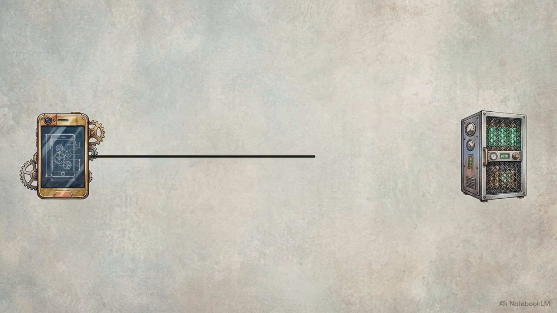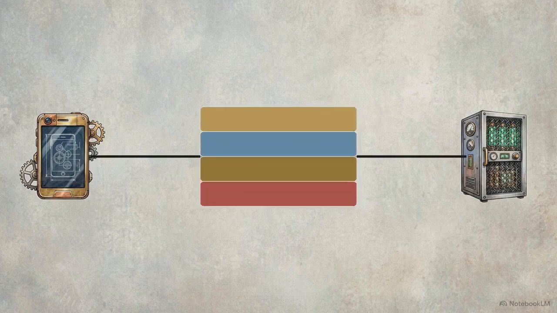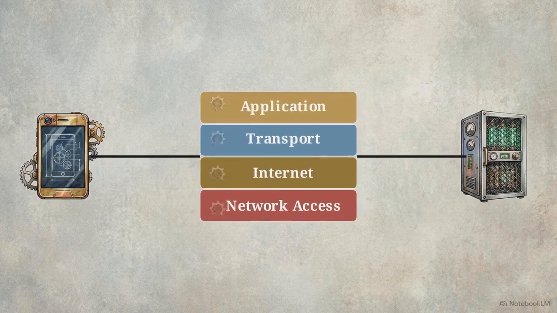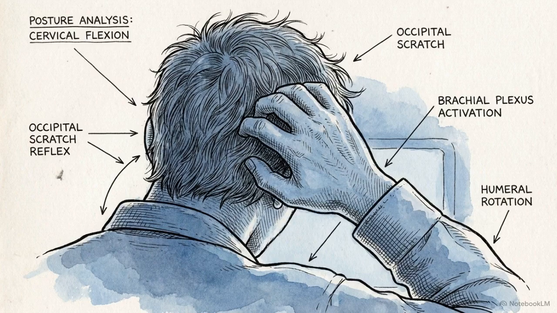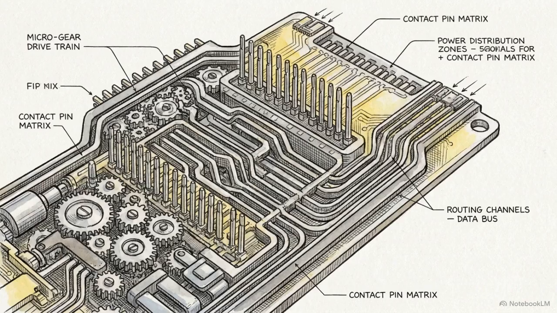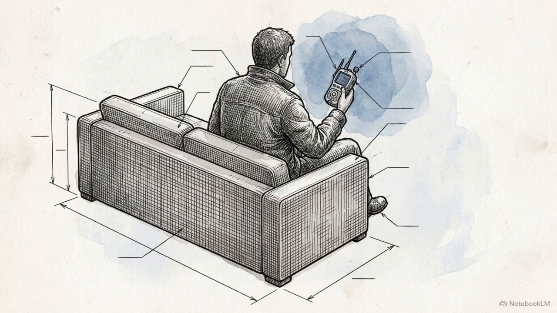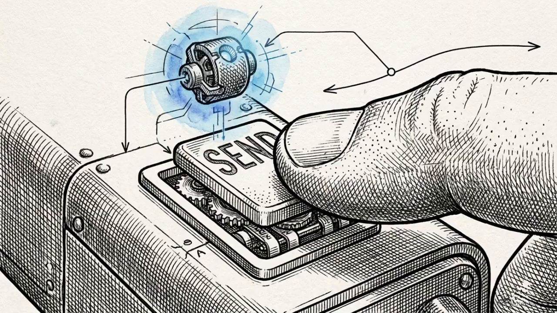This model achieves global communication using a stack of just 4 specific layers. Understanding how these 4 layers operate is the difference between guessing how the internet works and knowing its mechanical reality. To see how this process works, let's track a single piece of data from the moment you hit send.